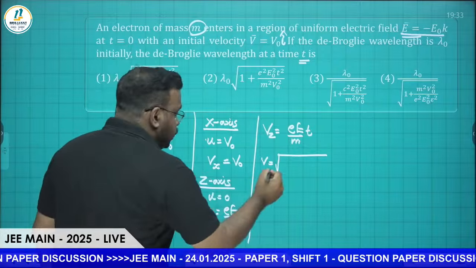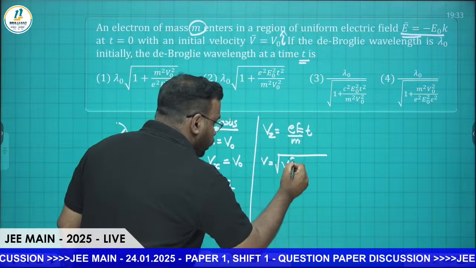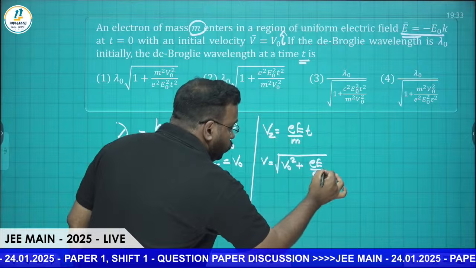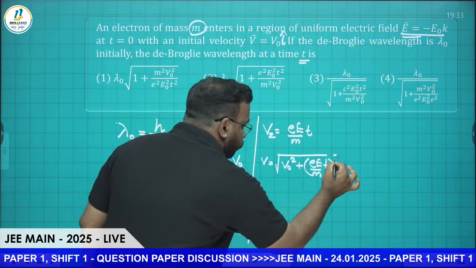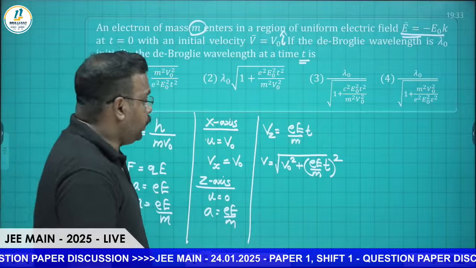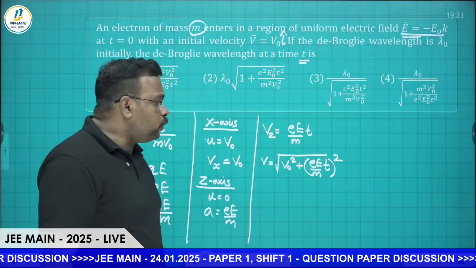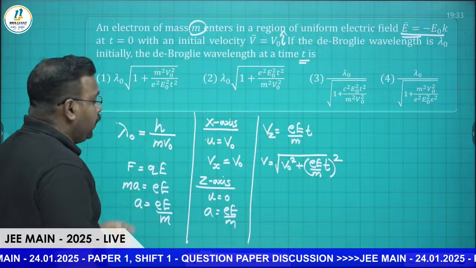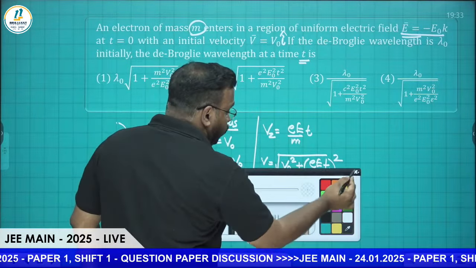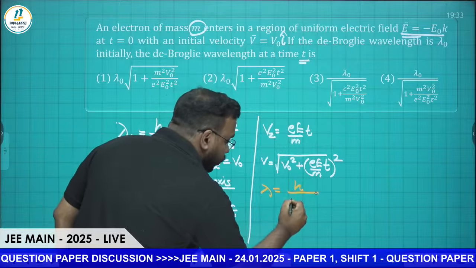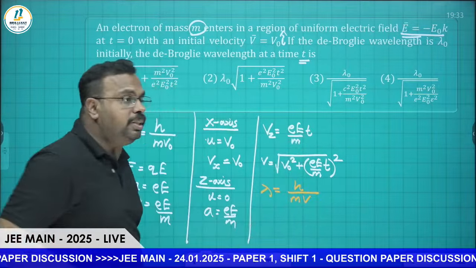What is vx? It is v naught. So we get v naught square plus (E by m into t) the whole square. This is the new velocity. I think it's clear. You can comment. So v is equal to root of v naught square plus (E by m t) the whole square. We need to find the new de Broglie wavelength. If I am taking it as lambda, lambda is equal to h by mv, where v is the new velocity.